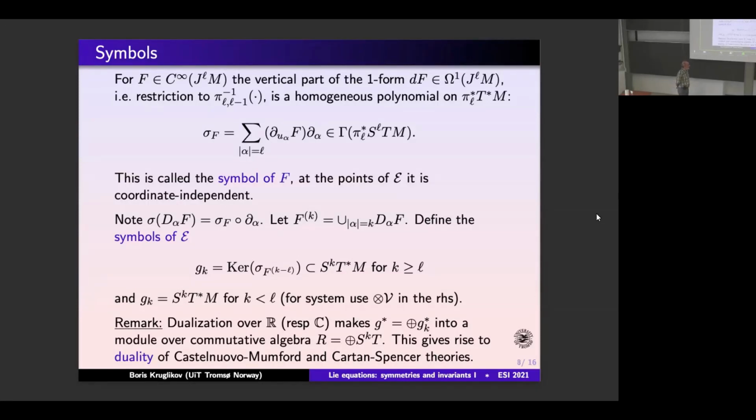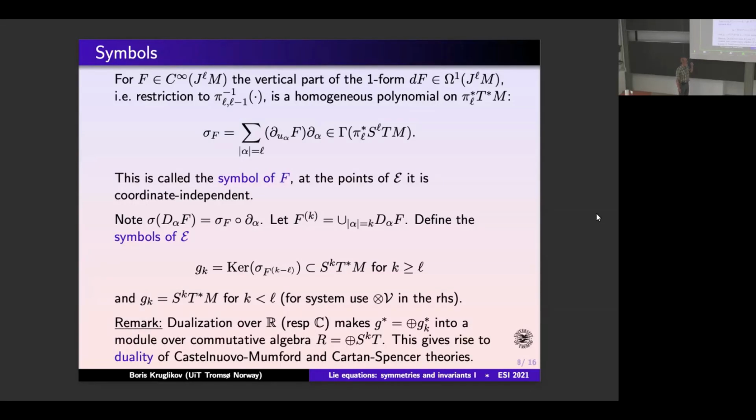And they act on this G star, because when we do dualization, the arrows are reversed. So G_k is embedded into S^k T star. When we do dualization, it goes in the opposite direction, so S^k T will act on G star. And the fact that it's a module comes from the prolongation property.